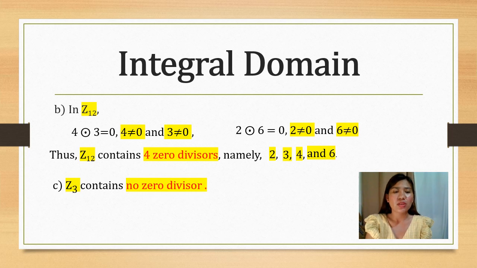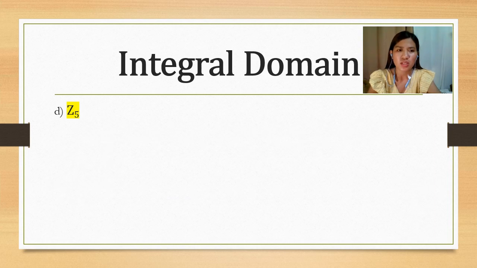How about Z3? Z3 contains no zero divisor because we find no integers a and b such that a times b is equal to 0 under multiplication modulo 3. The product is 0 only when a and b are both 0. Now let's proceed with Z5. Again, take note that Z5 here is closed under multiplication modulo 5.